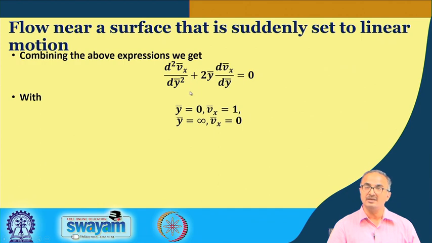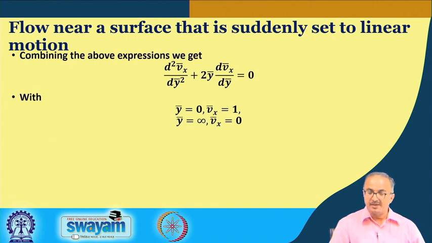Now, you see the boundary conditions are getting modified. We need not talk of the initial condition, that has been absorbed already in the new variable. So, now we have the boundary conditions: y over bar equal to 0, we get Vx over bar as 1, and y over bar equal to infinity, we get Vx over bar equal to 0. So, this is how we are able to model the fluid motion of a semi-infinite fluid which is bounded by a surface, and the surface is given a linear motion.